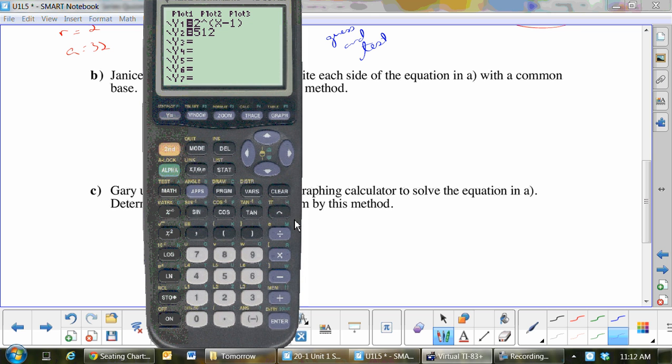Now, everybody hit zoom 6. Now what's happening is y2 is 512. That means it's doing a straight line at 512. Do you see what this is? 10. So it's way up there. So what you hit is your window. Hit window, right there. And y max, make it like 700, because that's bigger than 512. And then you hit graph.